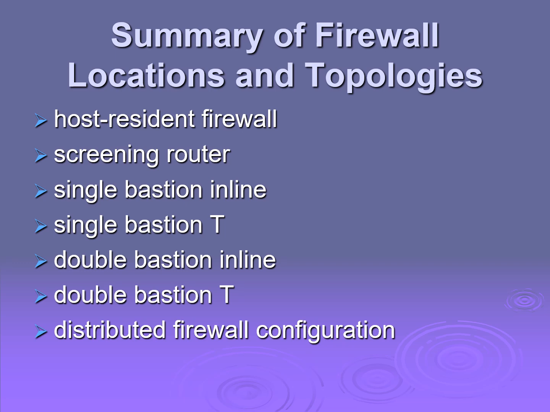Double bastion T. The DMZ is on a separate network interface on the bastion firewall. This configuration is also common for large businesses and government organizations and may be required. For example, this configuration is required for the Australian government, that is Australian Government Information Technology Security. The last one is called distributed firewall configuration, and usually this configuration will be used by some large businesses and also in government organizations.